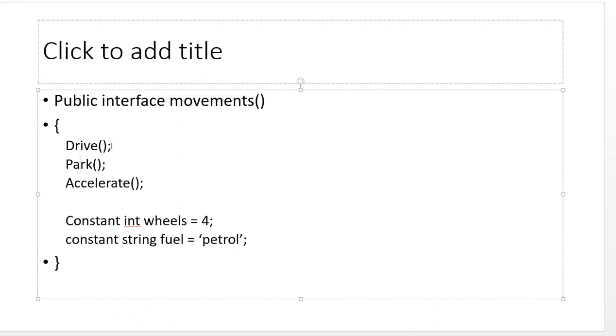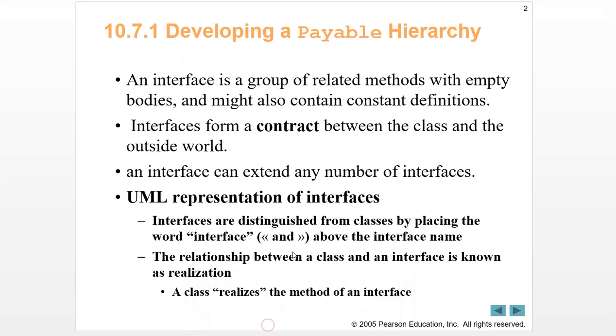And they contain empty bodies. So as you can see, there is nothing defined in these methods. They contain empty bodies as long as they're in the interface definition. And they might also contain constant definitions like the variables that we have. So always remember, when you're defining an interface, it just has the names of the methods, just defining the methods, and they have no bodies.